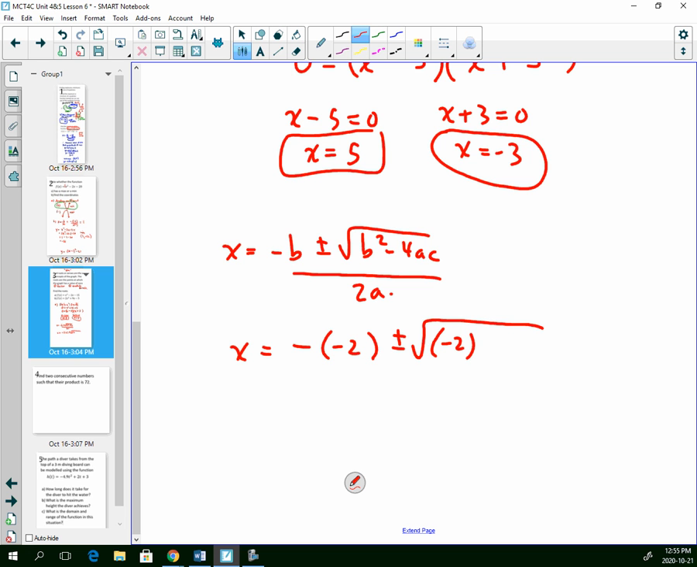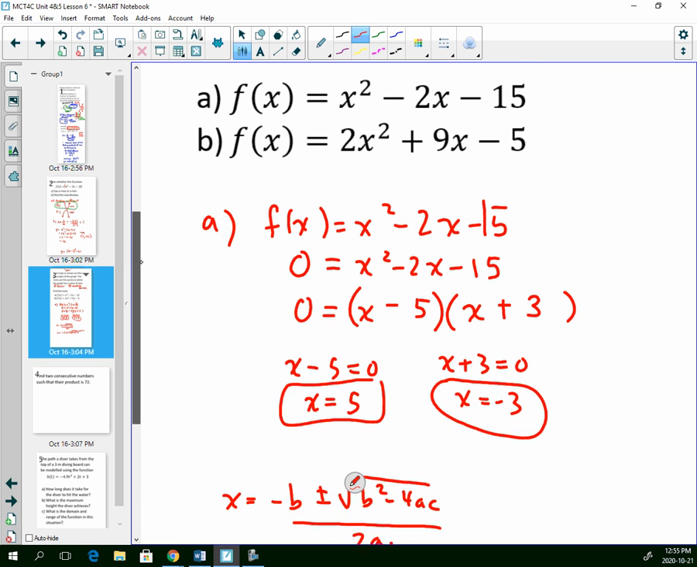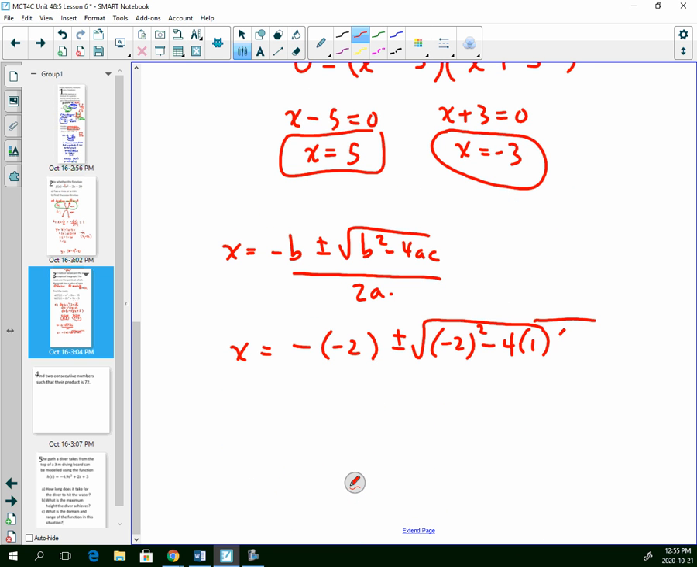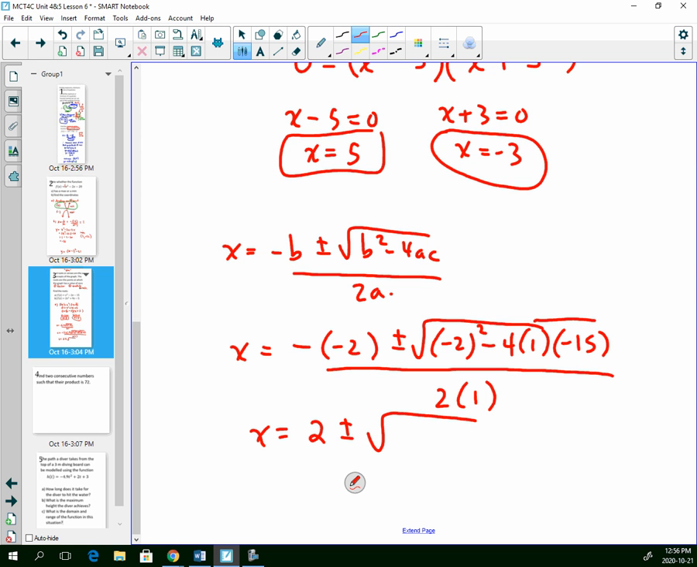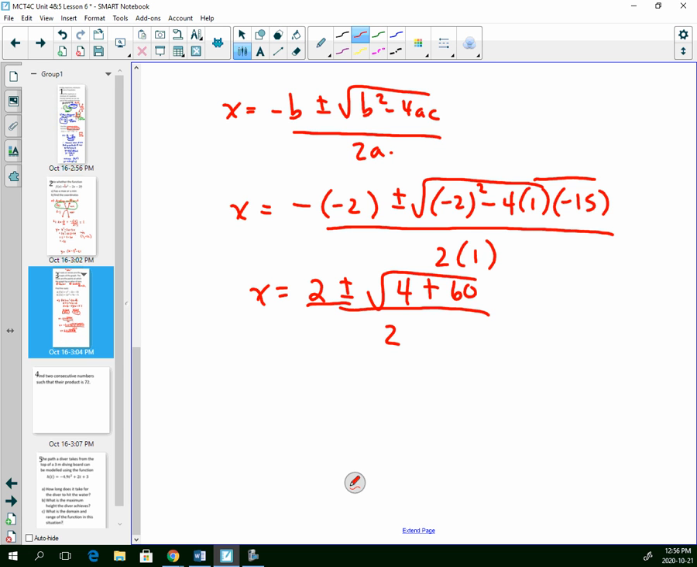b is negative 2. Make sure it's in brackets so that when you square it, you get a positive. a is 1, and c is negative 15. And that's all over 2 times 1, 2a. So we get 2, and then in the square root, negative 2 squared is positive 4. Don't forget you have a negative times a negative, so that's a positive 60, over 2. So then we get 2 plus or minus root 64.